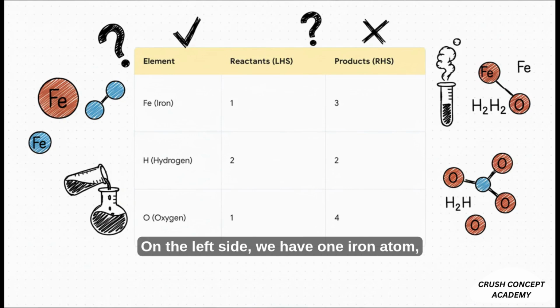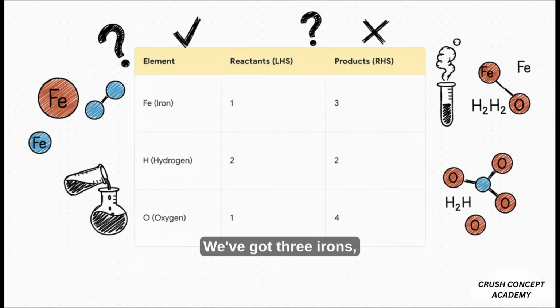On the left side, we have 1 iron atom, 2 hydrogens, and 1 oxygen. But look at the right side. We've got 3 irons, 2 hydrogens, and 4 oxygens. Yeah, that's not balanced at all. So our job is to fix it.